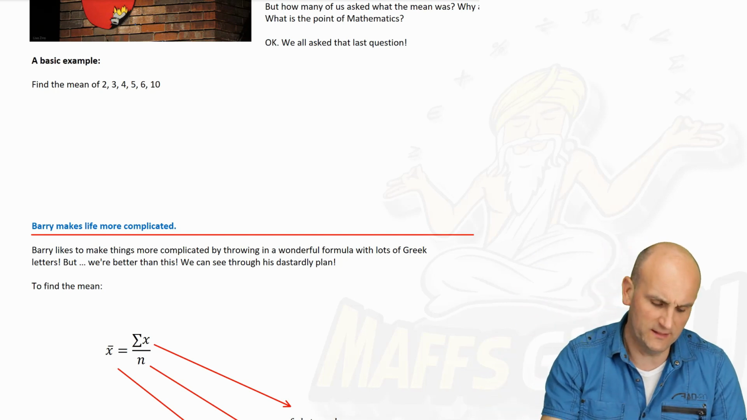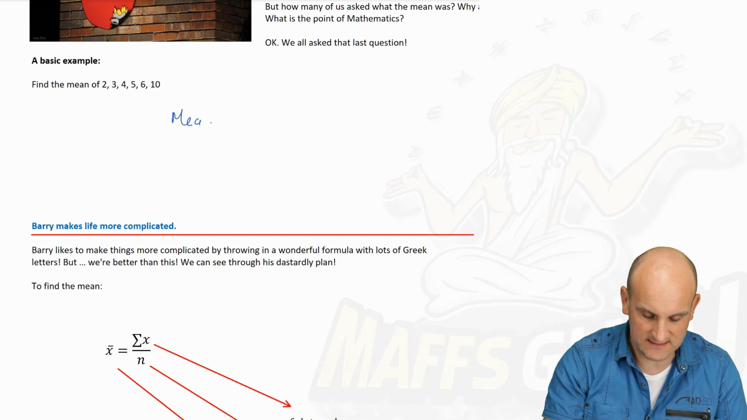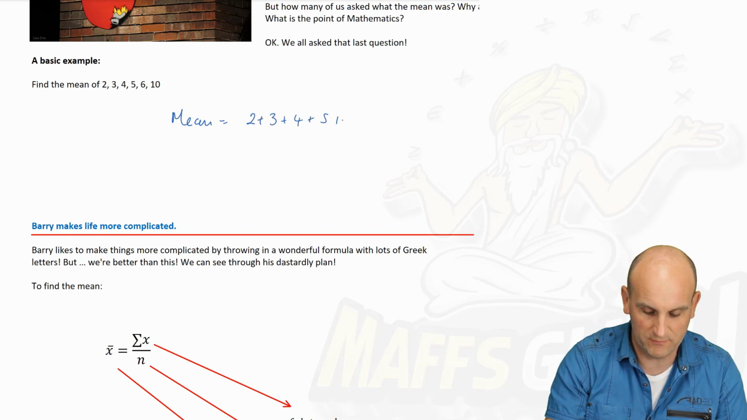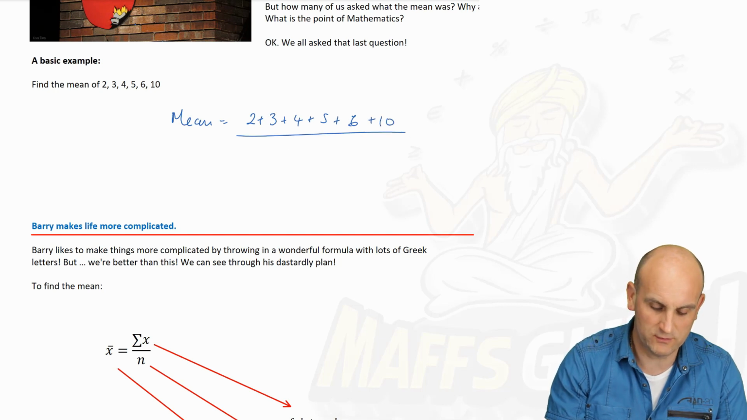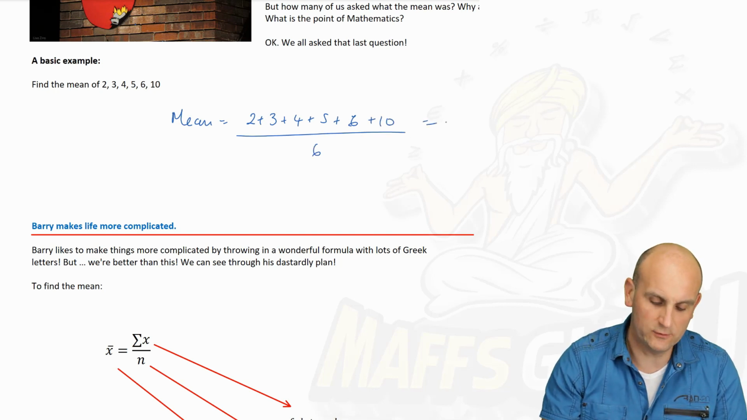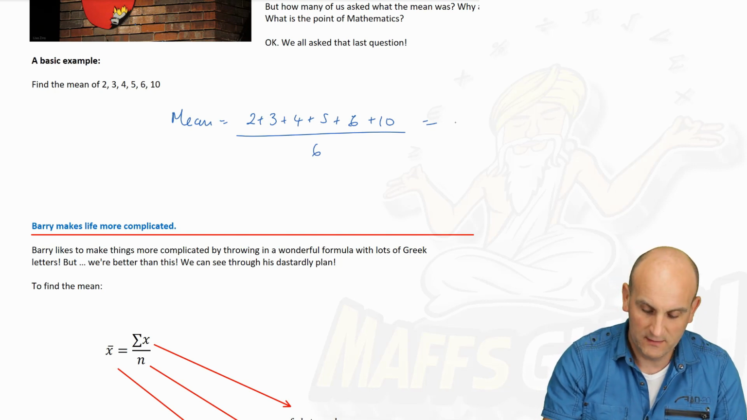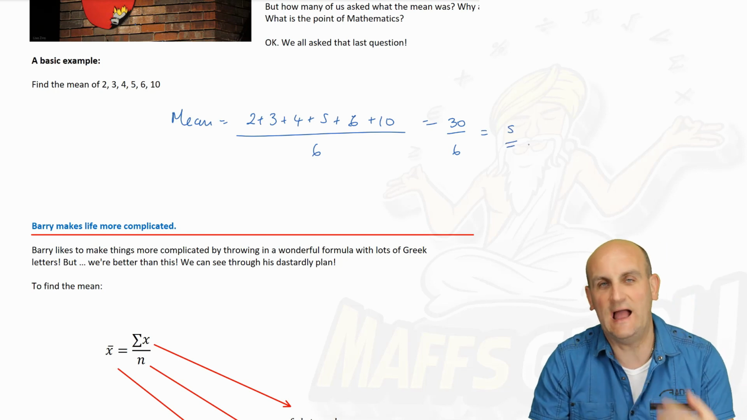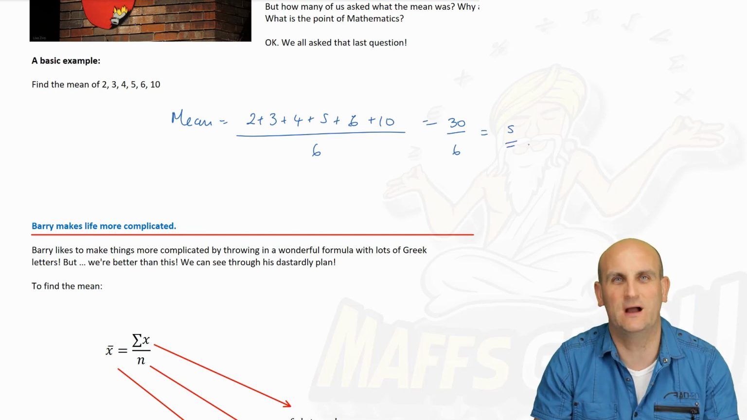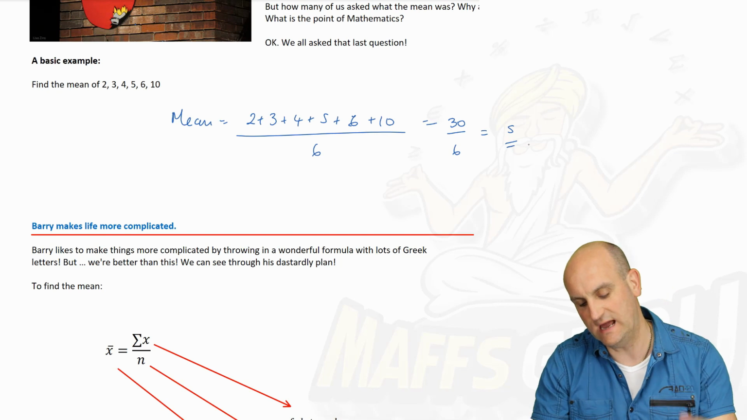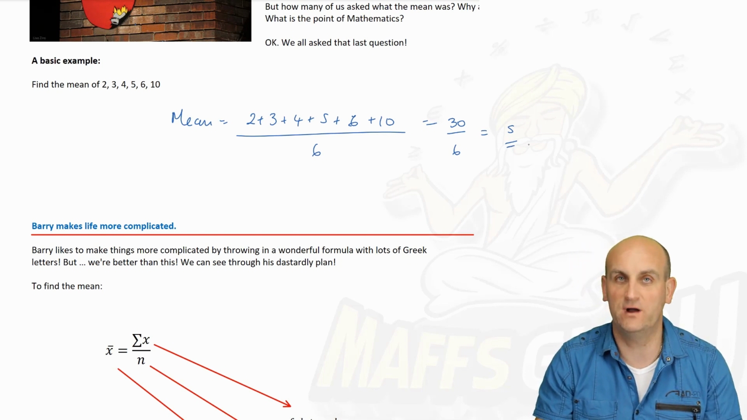And we know that to find the mean, what did we do? The mean is equal to 2 plus 3 plus 4 plus 5 plus 6 plus 10 divided by 1, 2, 3, 4, 5, 6. When I add those all together, I get 10, 16, 21, 25, 30 divided by 6, which is then 5. So we get this average value, this mathematical average value that says the average value is in fact 5.